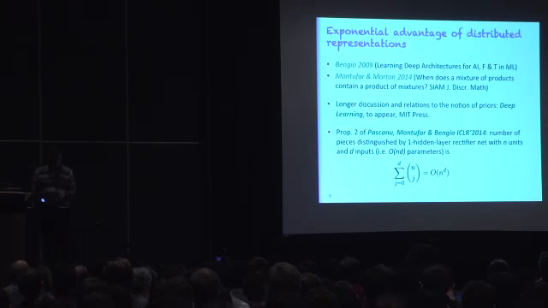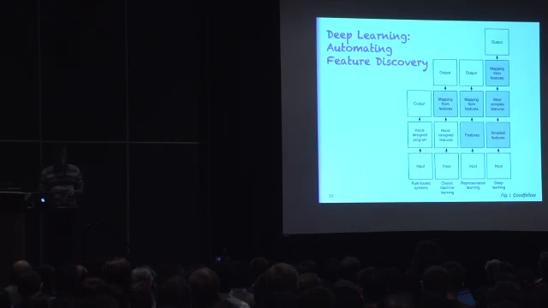So this has been formalized in a number of papers. For example, in last year's ICLR, we showed that a shallow neural network with piecewise linear units can represent a number of regions that grows as n to the d, where d is the number of input dimensions and n is the number of hidden units.